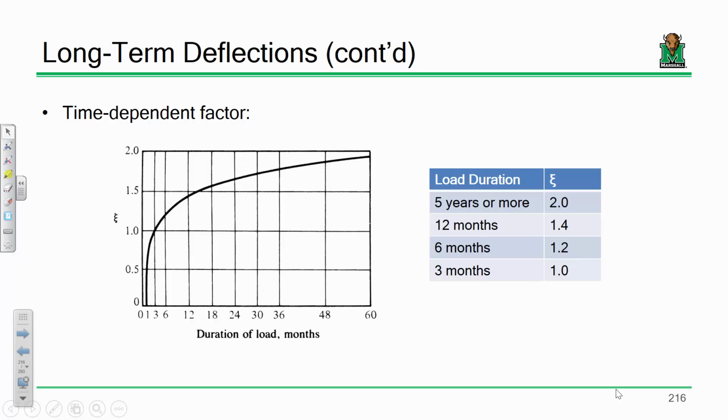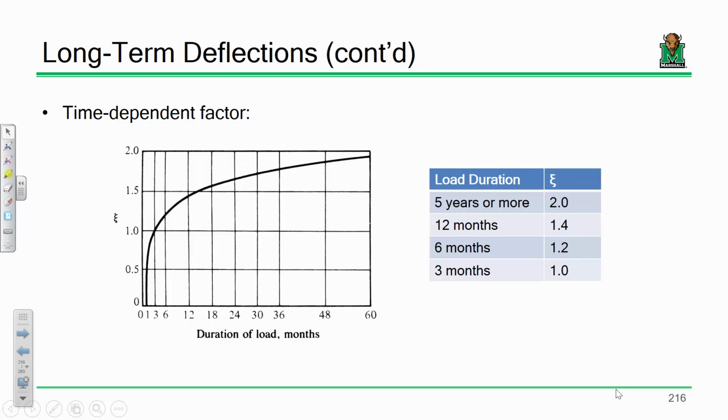time-dependent factor. So any sustained load that's like 3 months or less, you could probably just take your time-dependent factor to be 1. You could go down a bit. But any load that's sustained longer than 3 months, you're going to bump those deflections up a bit. Okay? Now you notice the graph sort of plateaus. It's kind of asymptotic. What's the absolute maximum value?